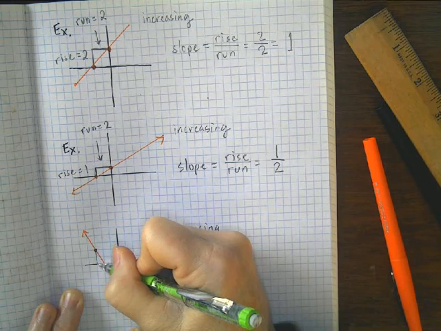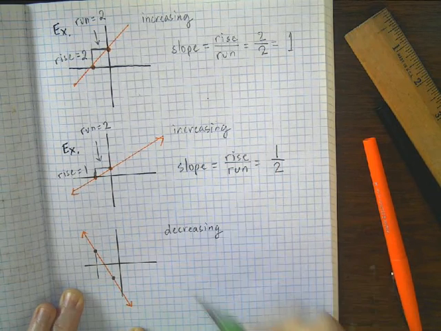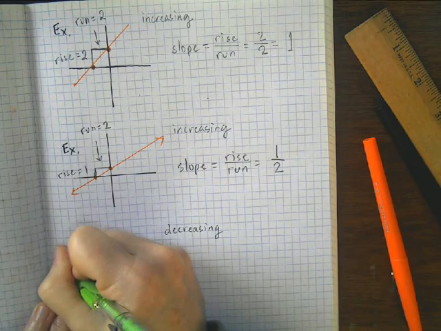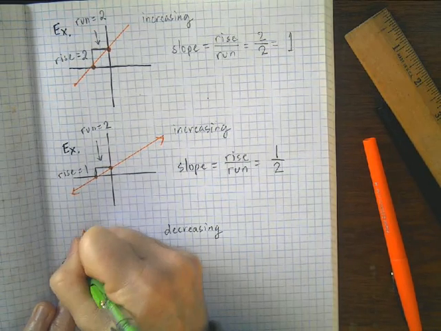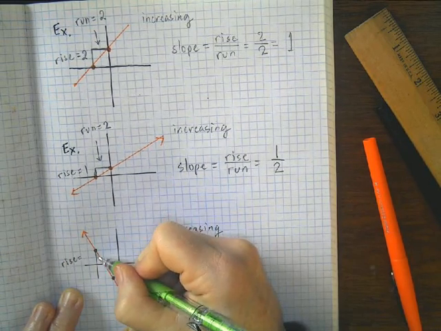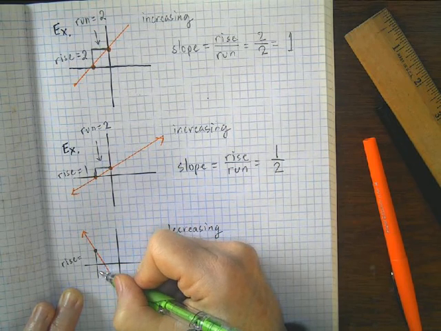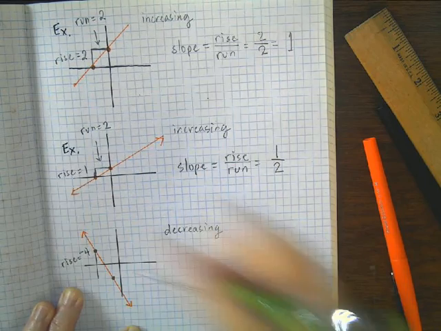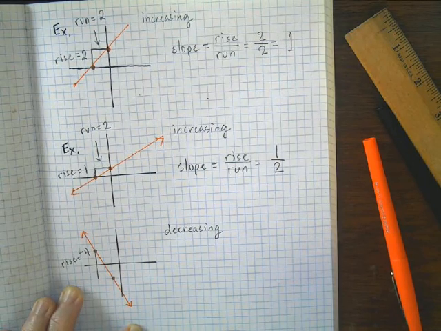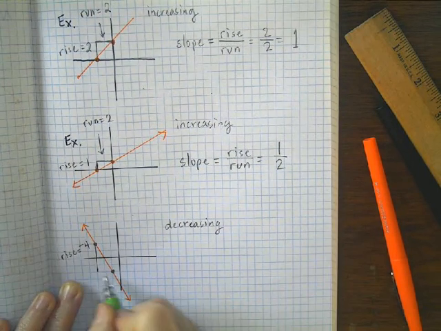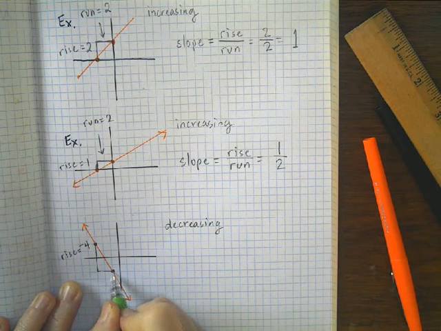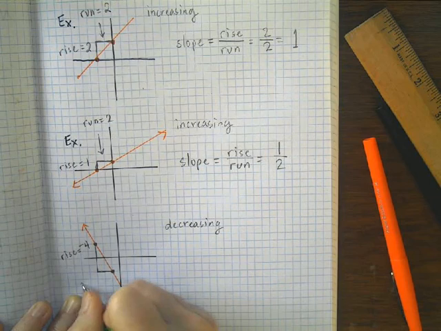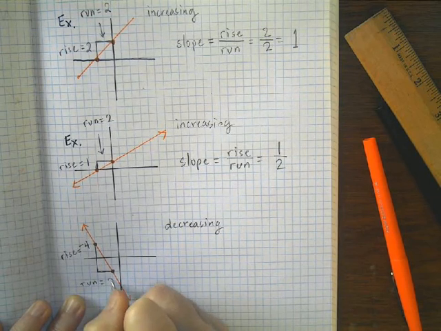Okay, so I'm going down. 1, 2, 3, 4. What do I say the rise is if it's going down? Well, if it's going down, I say it's negative. It's -1, -2, -3, -4 spaces. When it goes down, down is negative. So the rise is -4. And the run, I'm going to the right. Right is always positive. 1, 2. I'm just counting the spaces. So the run is 2.